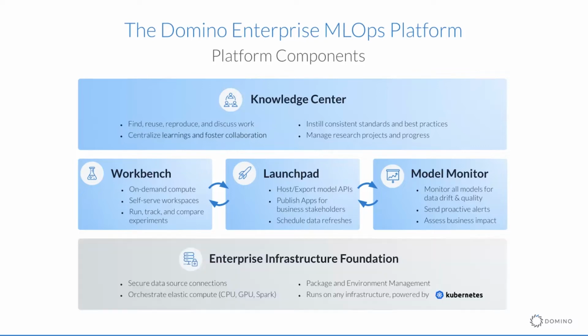And lastly, this all sits on top of a scalable and robust enterprise infrastructure foundation that's based on Kubernetes. So whether you run Kubernetes in the cloud, on-prem, or even hybrid, it's the core technology that allows data scientists to orchestrate infrastructure, including CPUs, GPUs, RAM, and distributed compute across different platforms as well as across different clouds. And you're going to be able to manage the packages and environments that support model development and reproducibility at any point in the future.